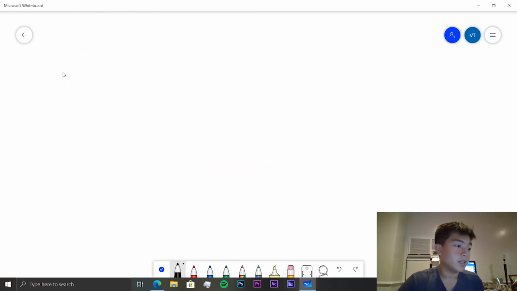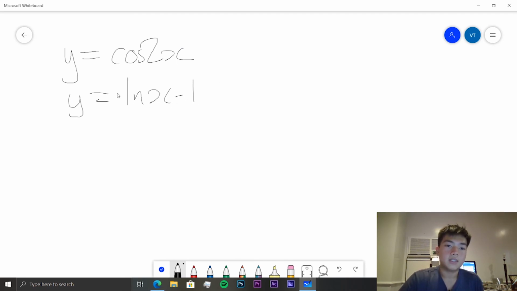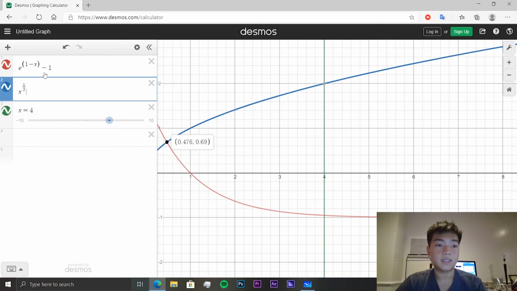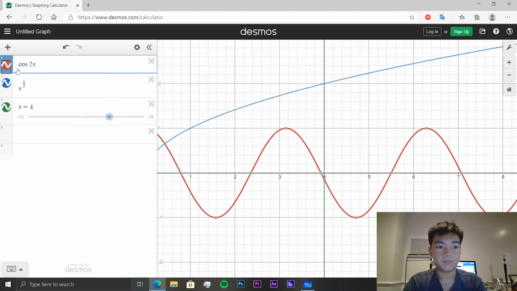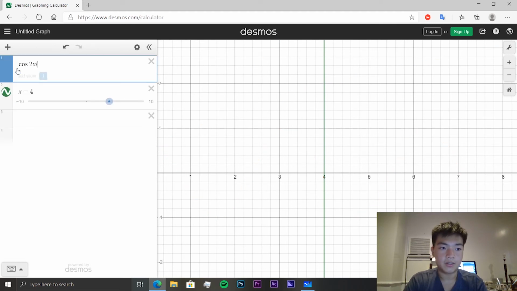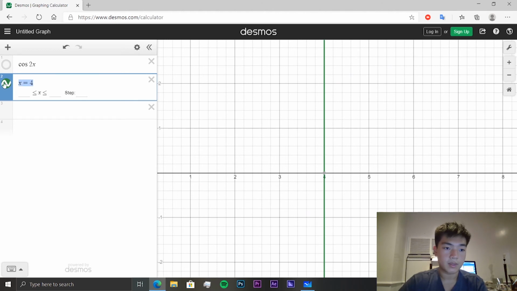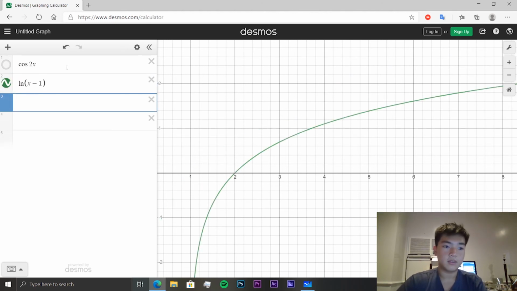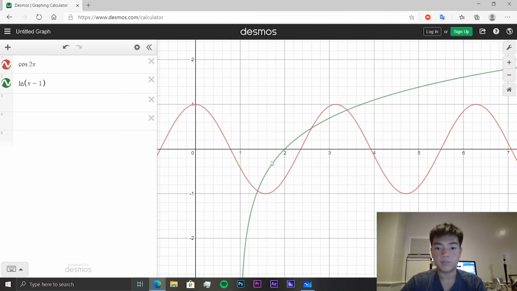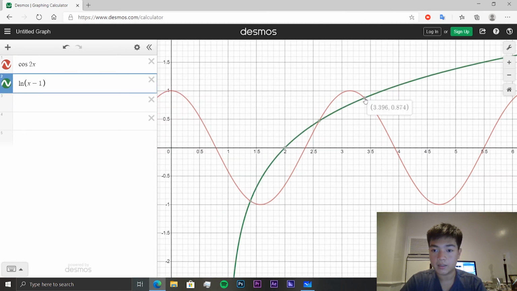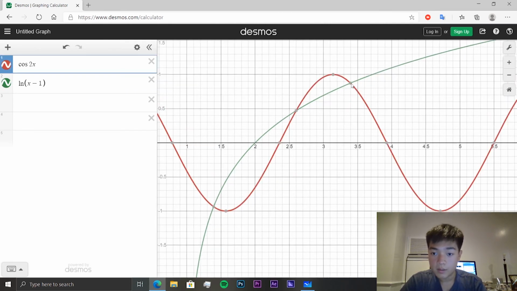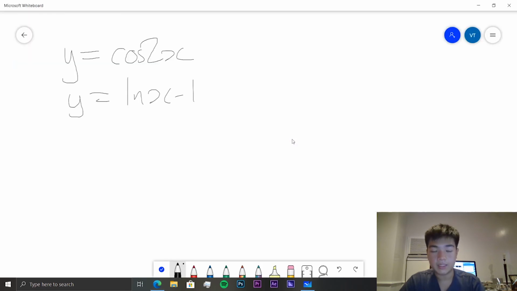We have find the area of the finite region enclosed by the graphs y equals cosine 2x and y equals ln x minus 1. To get the intersection between these two, again, it's going to be recursion. So if we plot this into Desmos, we have cosine 2x and the natural logarithm of x minus 1. As you can see, we have 3 intersections over here. So let's just put them up again, 1, 2, 3, and now we can just integrate.